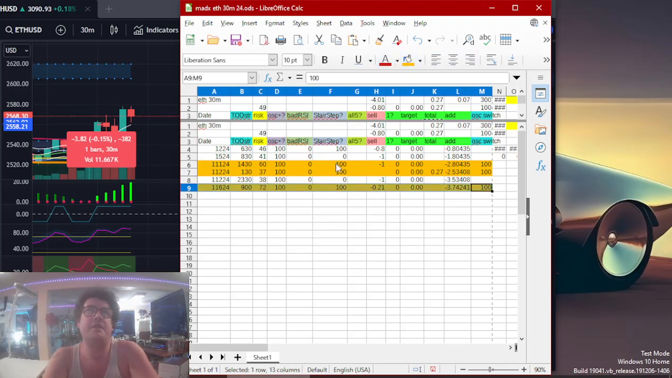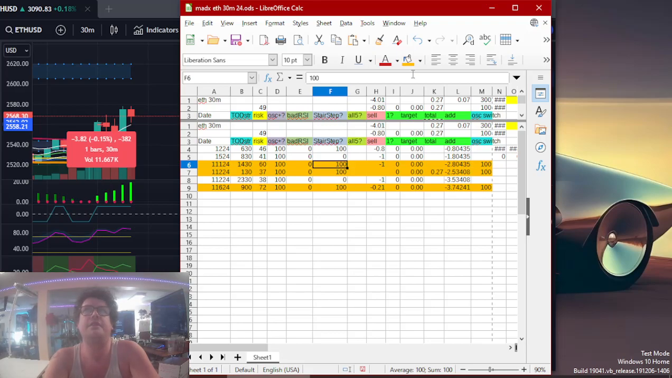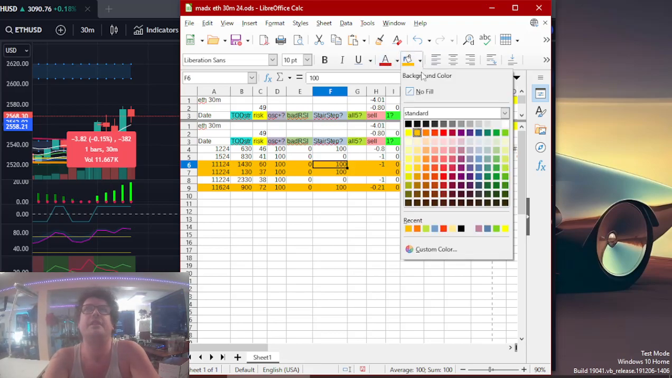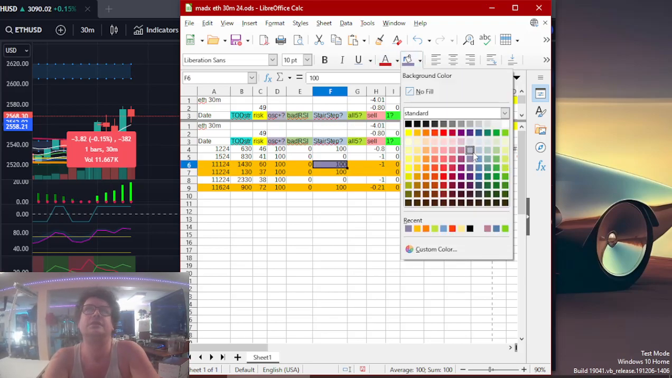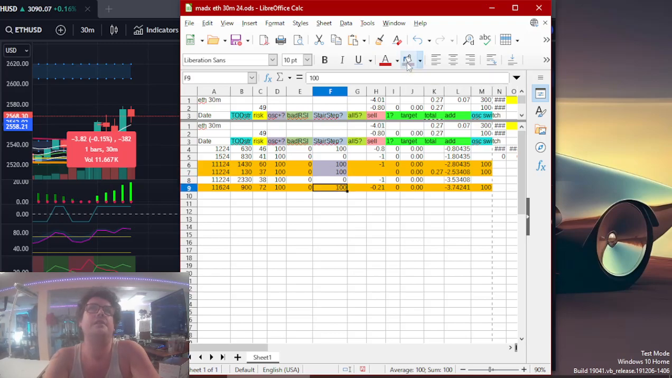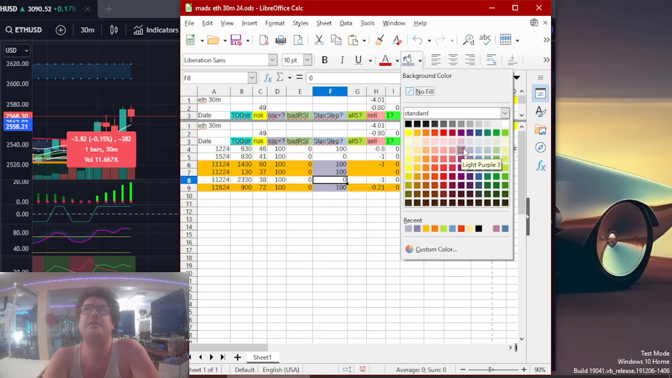So we're on the yellows, we're looking for 100s, which we did get here. We will highlight them like this. Actually, let's use a lighter color. Yellows, or rather the oranges, we want the 100s. We want zeros on the others.